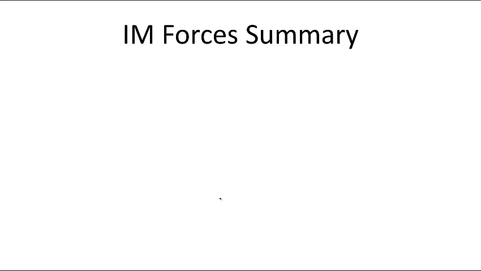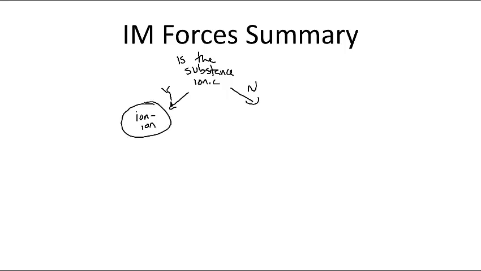Okay, intermolecular forces summary, last slide. If you are looking at a molecule, I'm going to do a little flow chart here that helps you decide the type of intermolecular forces. Is the substance ionic? If yes, then it's ion-ion, and we haven't really talked about this much. If no, I'm assuming we're leaving metallic out of this. All right, that's ion-ion. We have another question.